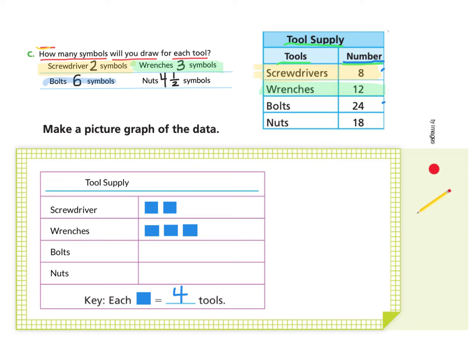Now we will take a look at bolts. And bolts need 6 symbols because bolts has 24 tools. So I will draw 6 symbols to represent the 24 bolts on the tool supply. The last one we will look at are the nuts, which need 4.5 symbols, and that's because the nuts have 18, and so we will need to draw 4.5 symbols to represent the 18 tools. And when we are done, we have completed our pictograph for the tool supply.